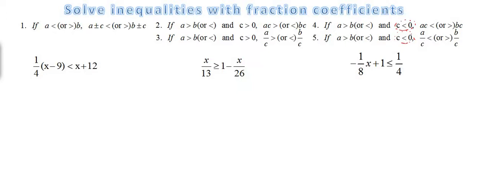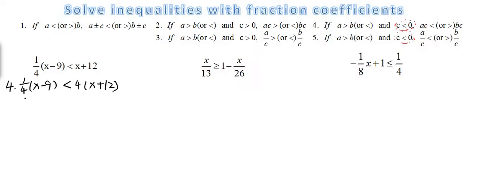Now let's take a look at the first example. As we can see, that inequality has a fraction, and the denominator is 4. That means we need to multiply by 4 on both sides. We have multiplication on both sides, and here 4 is positive, so we keep the sign the same.